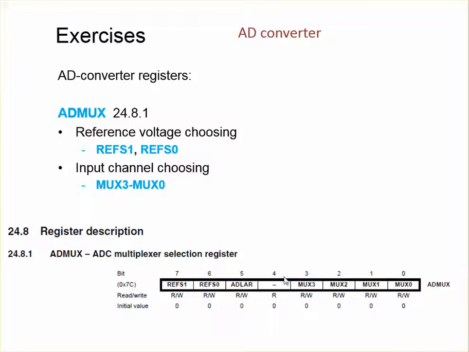Here are these 4 MUX bits, and certain combinations of these bits will define which input channel is activated. It's quite logical, it's the binary weight form, so if we put this 1, then this lowest bit is activated and input channel 0 is activated.